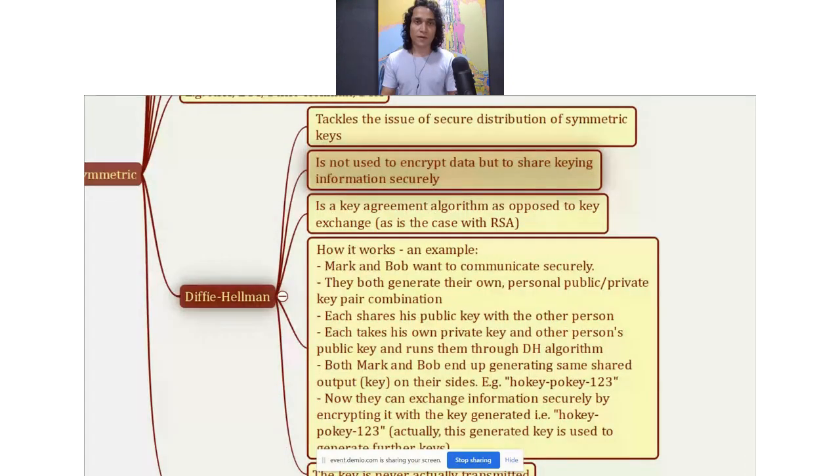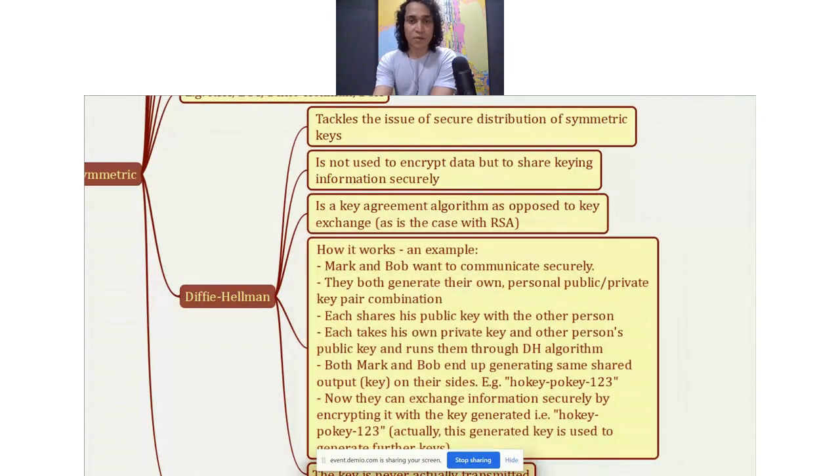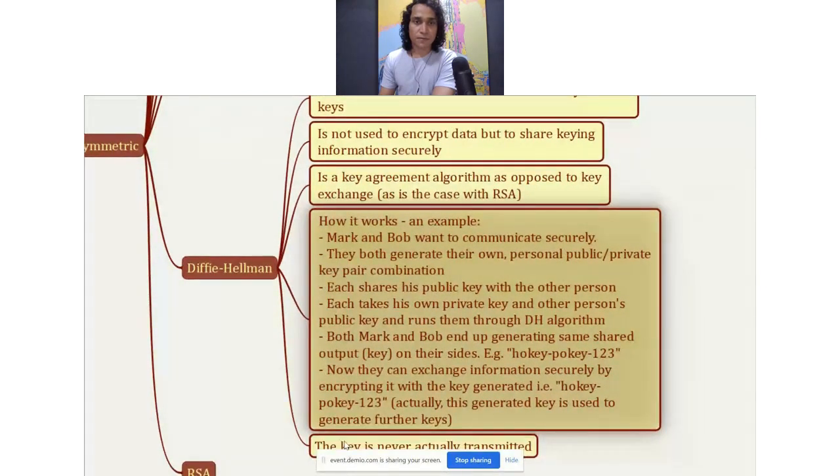All right, that is how Diffie-Hellman works, and that is what I just explained to you. It is a key agreement algorithm as opposed to key exchange, and this is the example of how it works. I have already explained that to you. I don't need to explain that again. And the key is never actually transmitted, right?